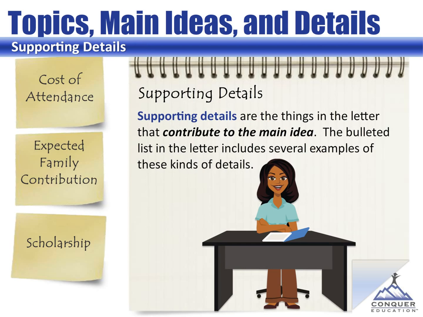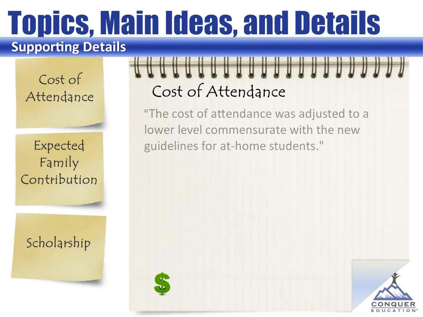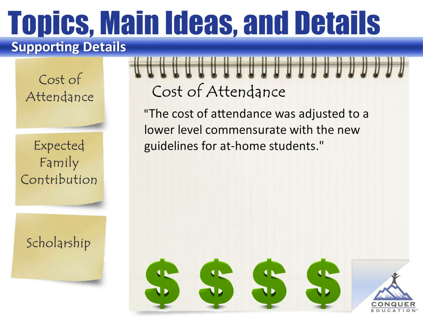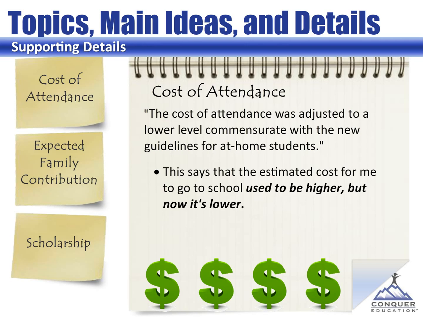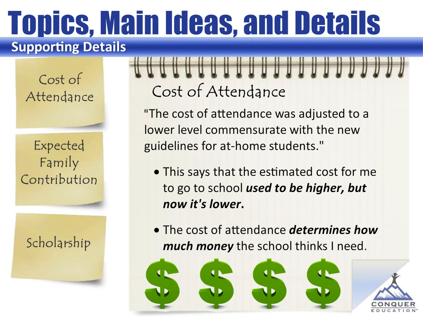What are the supporting details? These are the things in the letter that contribute to the main idea. The bulleted list in the letter includes several examples of these kinds of details. "The cost of attendance was adjusted to a lower level commensurate with the new guidelines for at-home students." This says that the estimated cost for me to go to school used to be higher, but now with the new guidelines, it's lower. The cost of attendance determines how much money the school thinks I need.